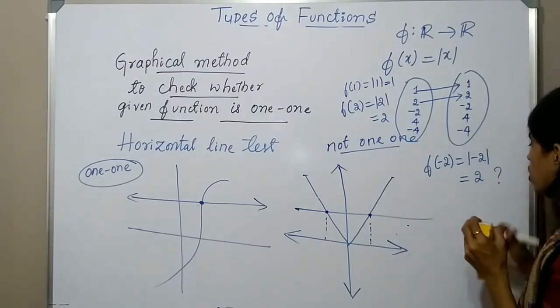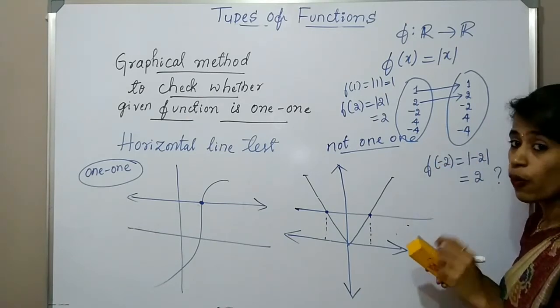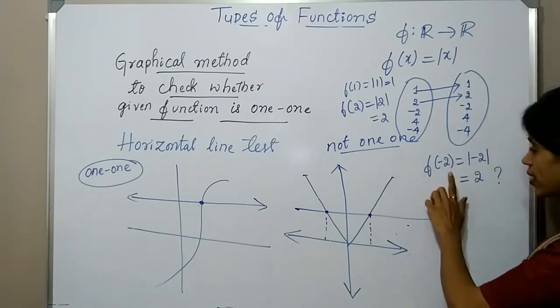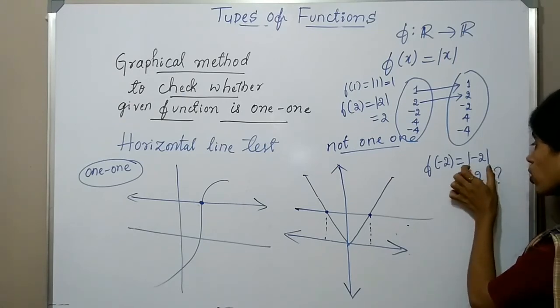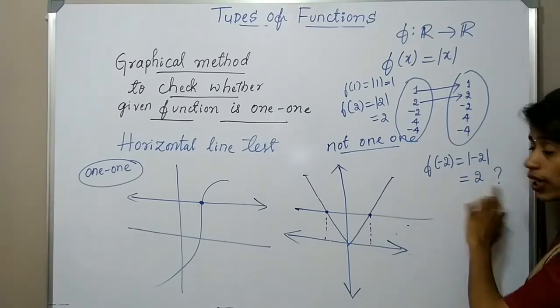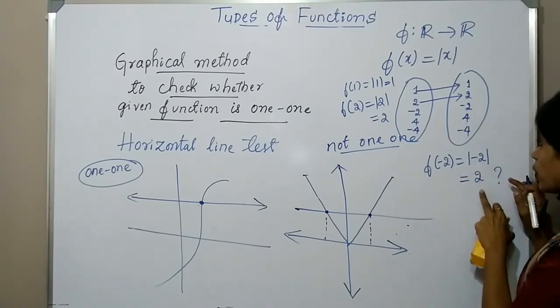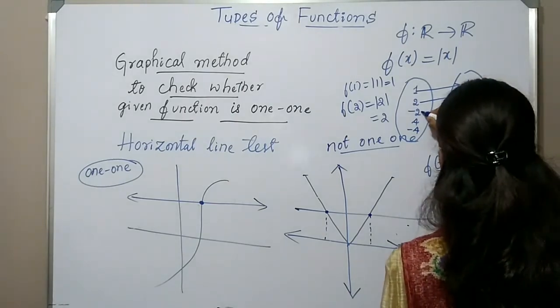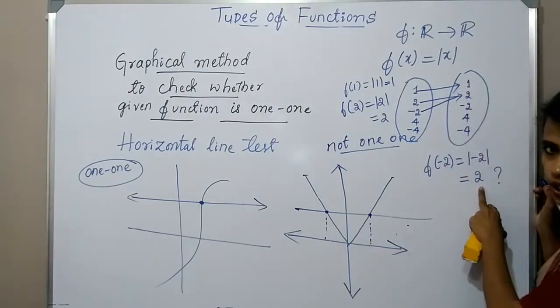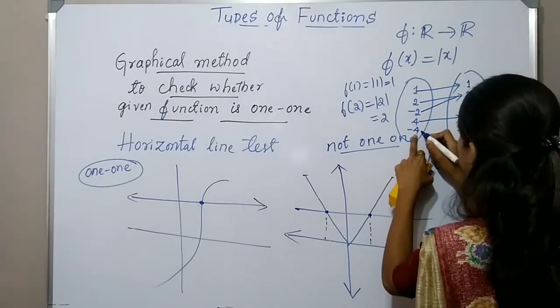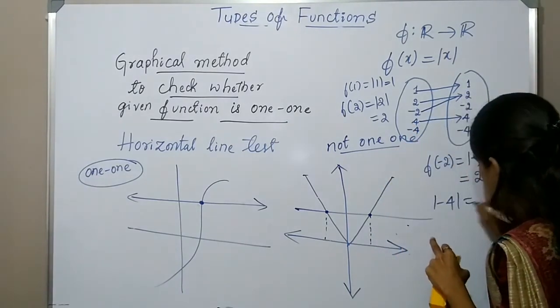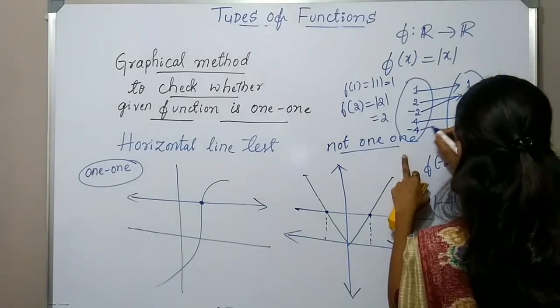Why is it? Go back to the previous video and watch that video. You will understand why the modulus of minus 2 is 2. Okay. So modulus of minus 2 is 2. Here minus 2 maps to 2. Is it okay? Modulus of 4 is 4, so 4 maps to 4. Modulus of minus 4 is what? Plus 4. So therefore it maps to 4.